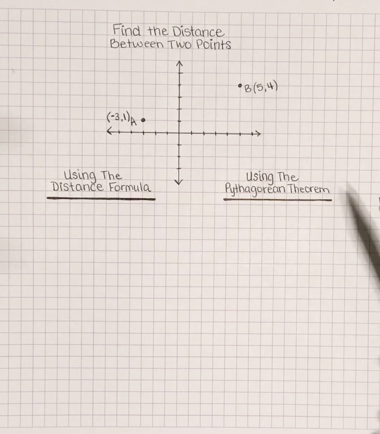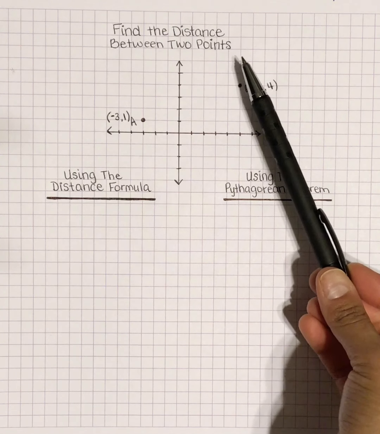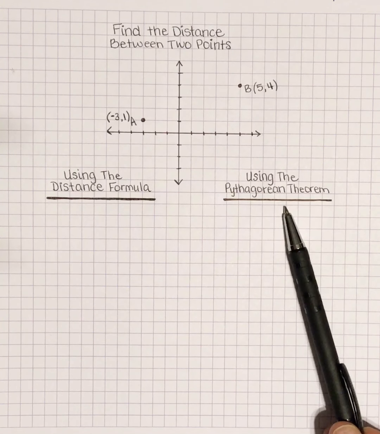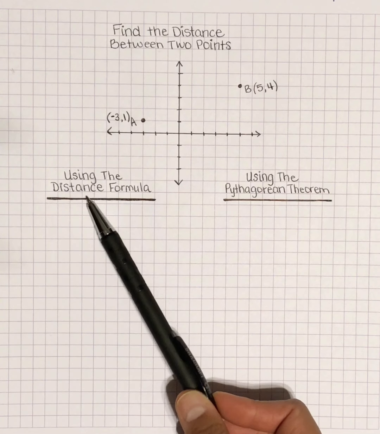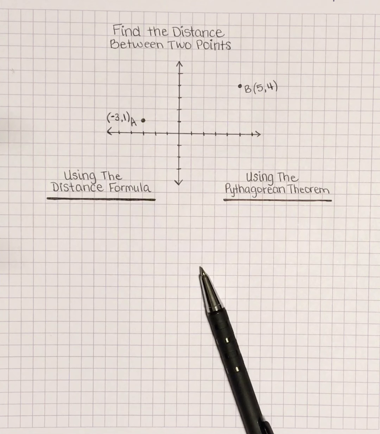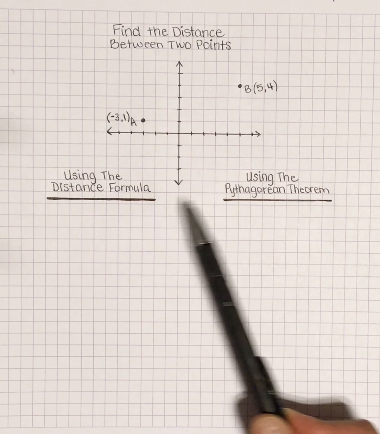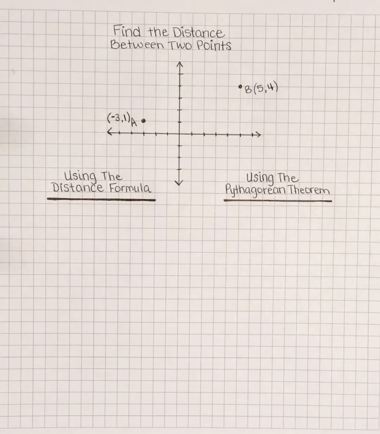Okay, so I'm going to show you how to do a distance problem, two different ways. I'm going to show you how to find distance using the Pythagorean Theorem and then using the distance formula. You can use either one, you will get the same answer, but I'm going to show you both and then you can decide which one you like the best.